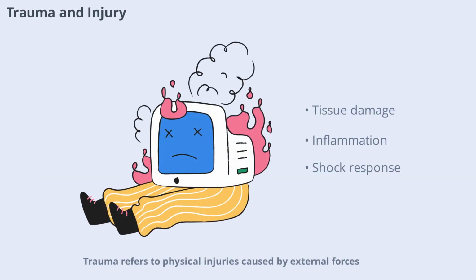Trauma refers to physical injuries caused by external forces, such as accidents or violence. Pathophysiological processes include tissue damage, bleeding, inflammation, and shock. The body's response to trauma aims to repair damage and restore function, but severe injuries can overwhelm these mechanisms. Understanding trauma pathophysiology is essential for emergency care and rehabilitation.